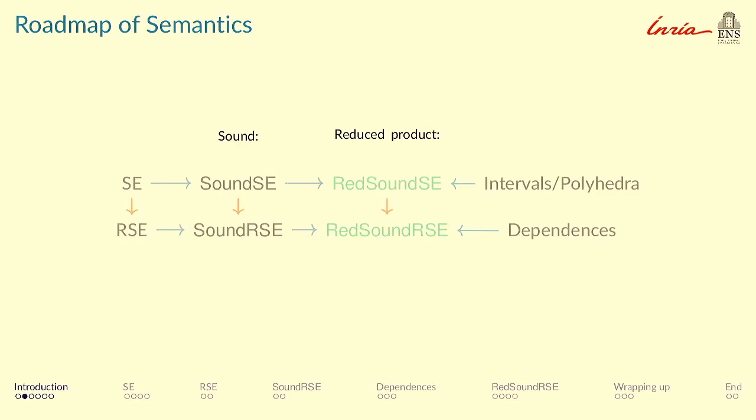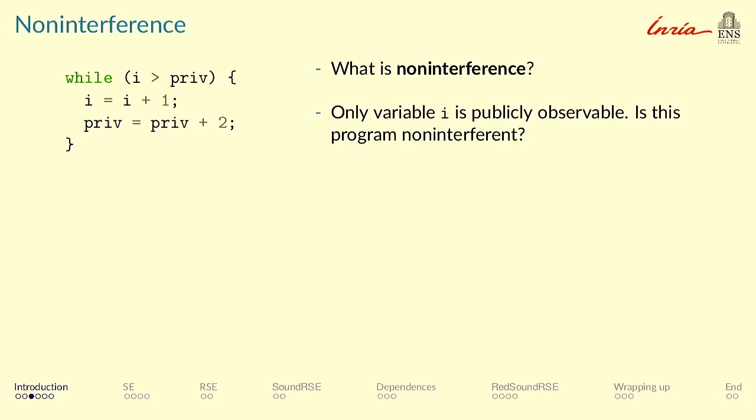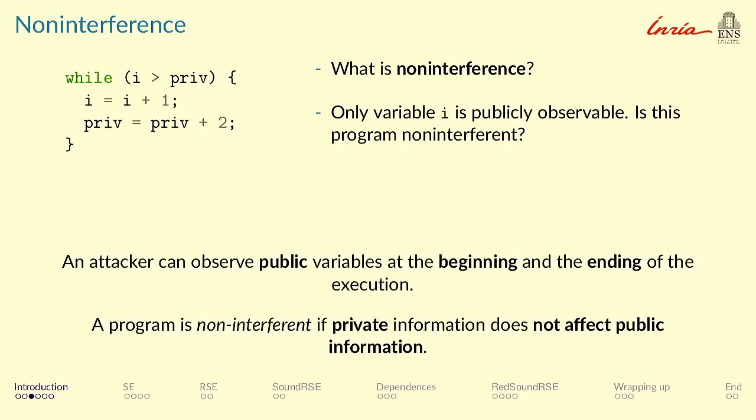Okay, so now we have a small program that asks if I is bigger than prib. Then we do some assignment to I and prib. And the question is then, what is non-interference? How can we define it? Here, we first have to assume the attacker model, which is that the attacker can observe public variables at the beginning and the end of the execution.